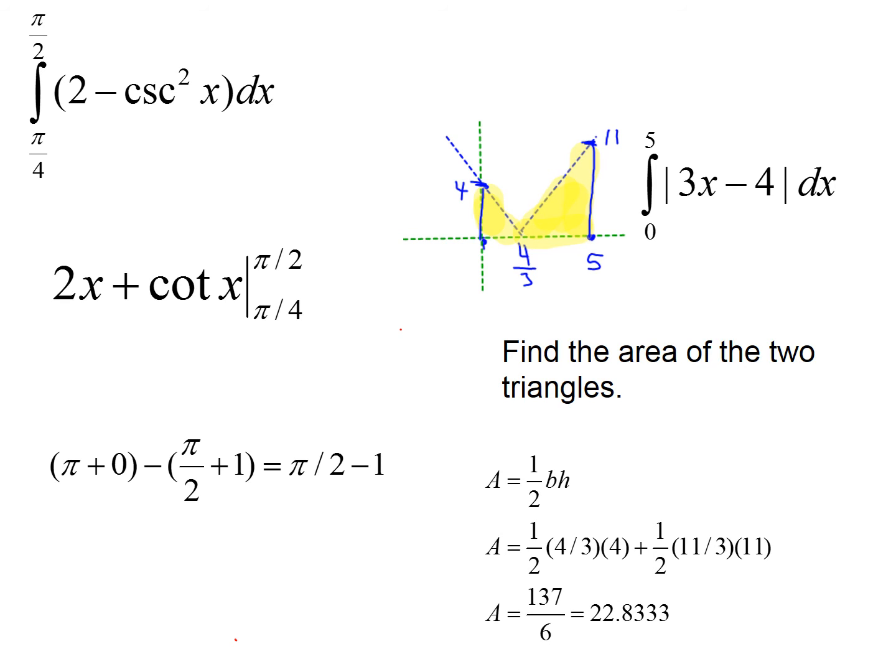okay, so how does that give 4? If I put 0 in for x, I get the absolute value of -4, which is just 4. And that's how I got this value of 4. And to get the value of 11, I did 3 times 5, which is 15, minus 4 is 11, and that gave me 11. So that gave me the height, and then the base is simply the distance between those two. So that's what I have. This is my height, and this is the base. And so I found that for each triangle. I summed them together, and I got 22.833.